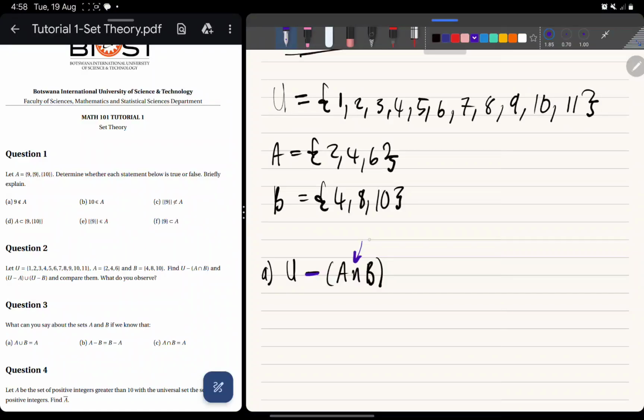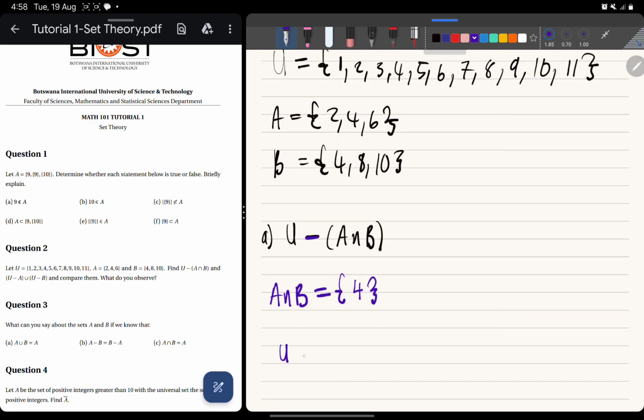So remember, when you have multiple set operations, you always solve the things that are in brackets first. So first I'm going to get A intersection B. What is A intersection B? It is the things that are common between A and B. 2, is it in B? No. 4, is it in B? Yes, so I write 4. 6, is it in B? No, so it's only 4.